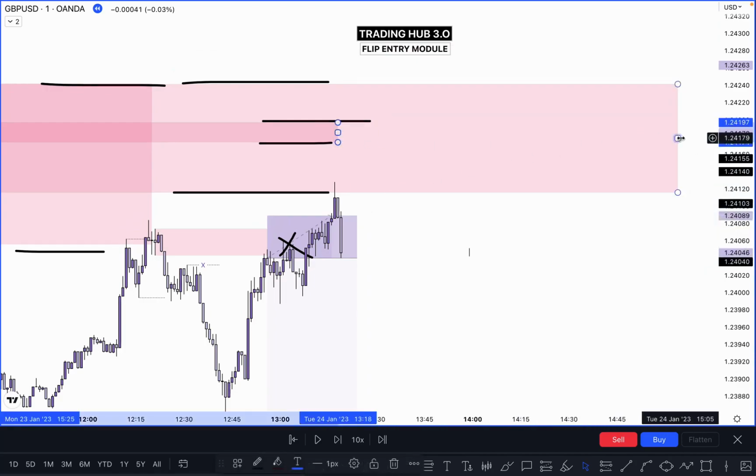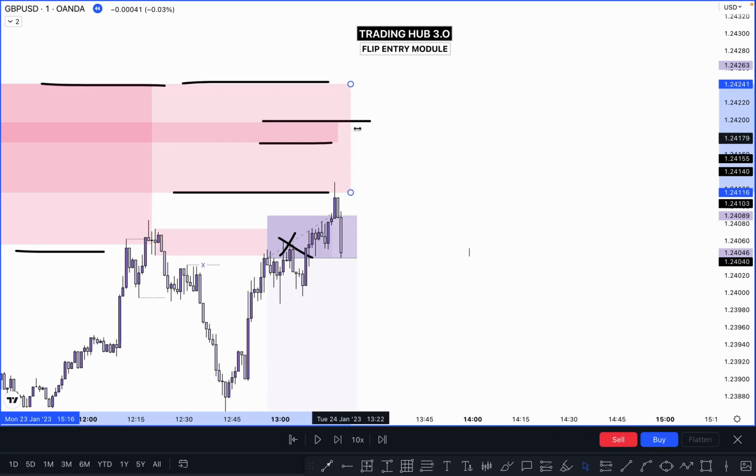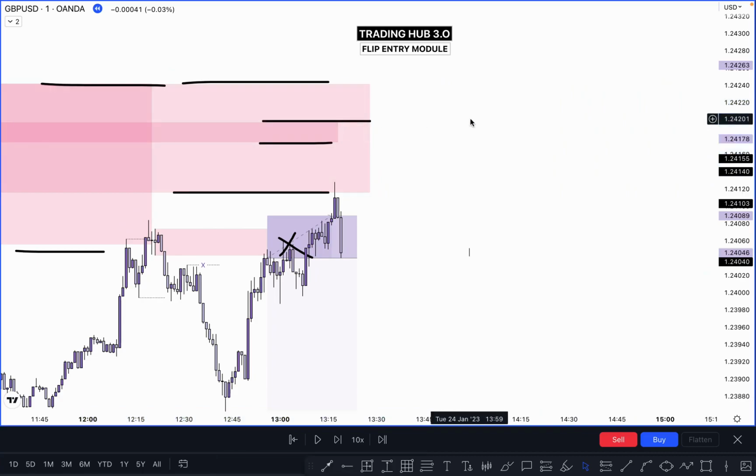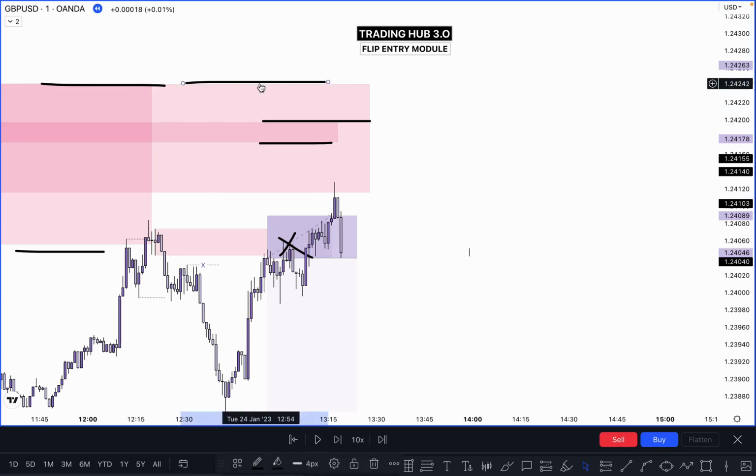First order block is here, and this one is our unmitigated refined order flow. Correct? So price taps on your refined order flow, which is here, and if the market gives you any reaction here in a lower time frame based on the flip CHoCH, then definitely you can enter here for a sell. Okay, so let's see what happened next after this one.